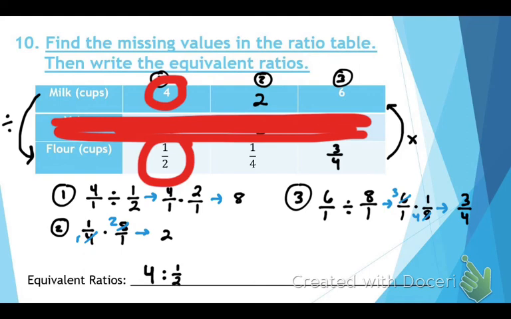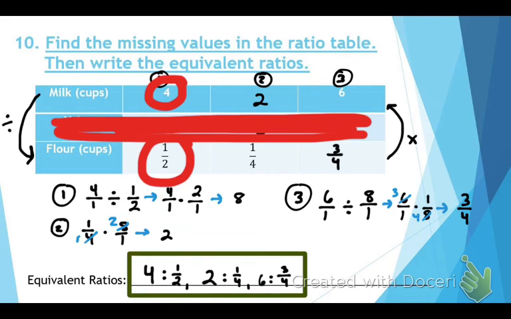What's the next 2 that I'm comparing? 2 to 1/4. Listen, some people did 1/4 to 2. Order matters. Always start with the top one in your table and then compare it to the bottom one. And the final one, what will I write? 6 to 3/4. And those are my equivalent ratios.